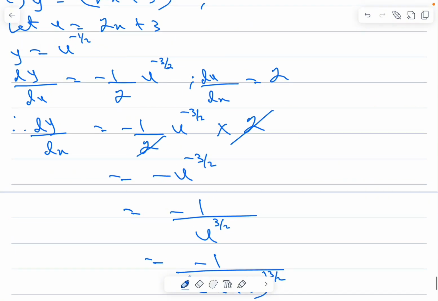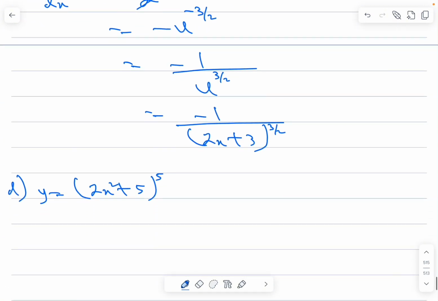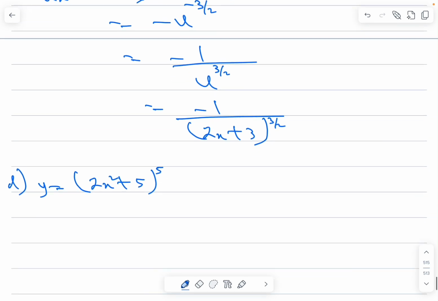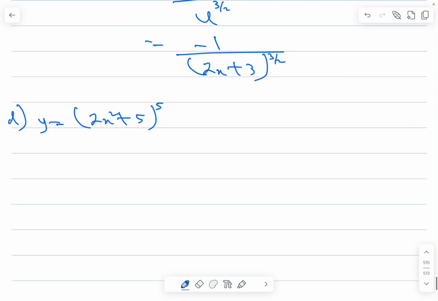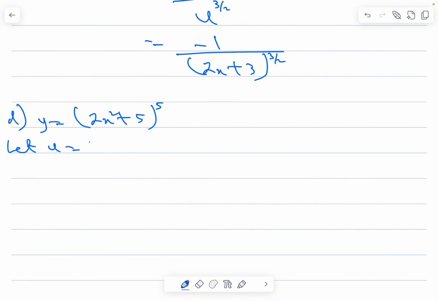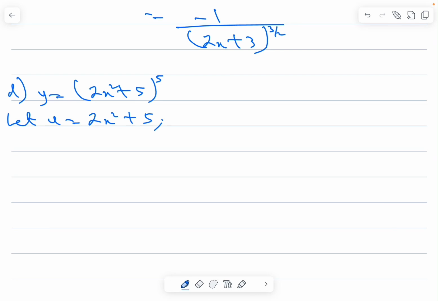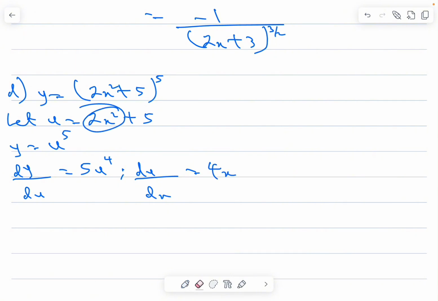Now let's go to the last one, which is 3D. Differentiate y equals 2x squared plus 5 all raised to power 5. First of all, let u be equal to 2x squared plus 5, and that simply means y will be equal to u raised to power 5, which means dy/du is equal to 5u raised to power 4, and du/dx is equal to 4x. If you differentiate 2x squared, you get 4x. If you differentiate 5, you get 0. 4x plus 0 is 4x.